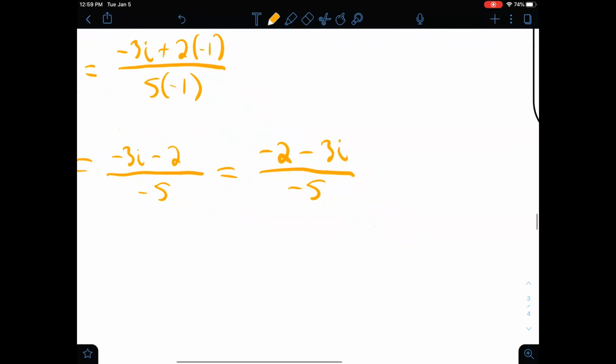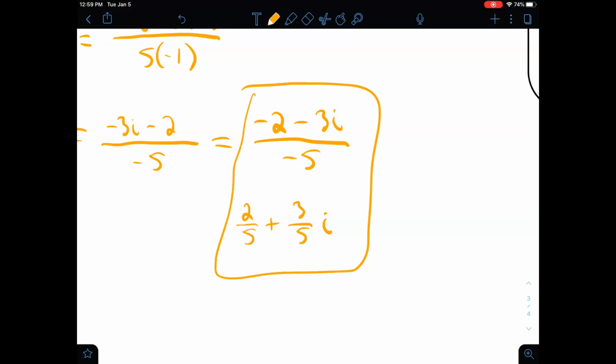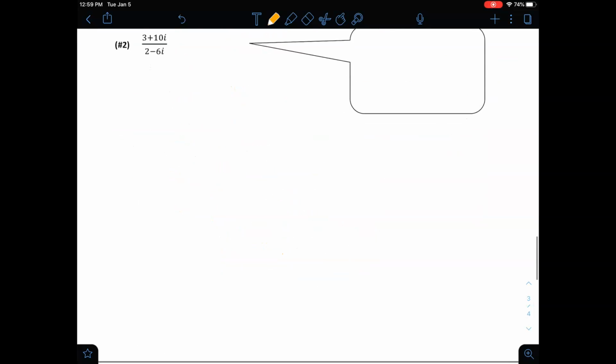And then if you wanted to, the real way to write this in standard form would actually be to split the fraction. So this would actually be 2/5 plus 3/5 i, another way to write that. So these are all correct right here. The negatives all cancel out and they make a positive, basically. Okay? So that's another way to write that.